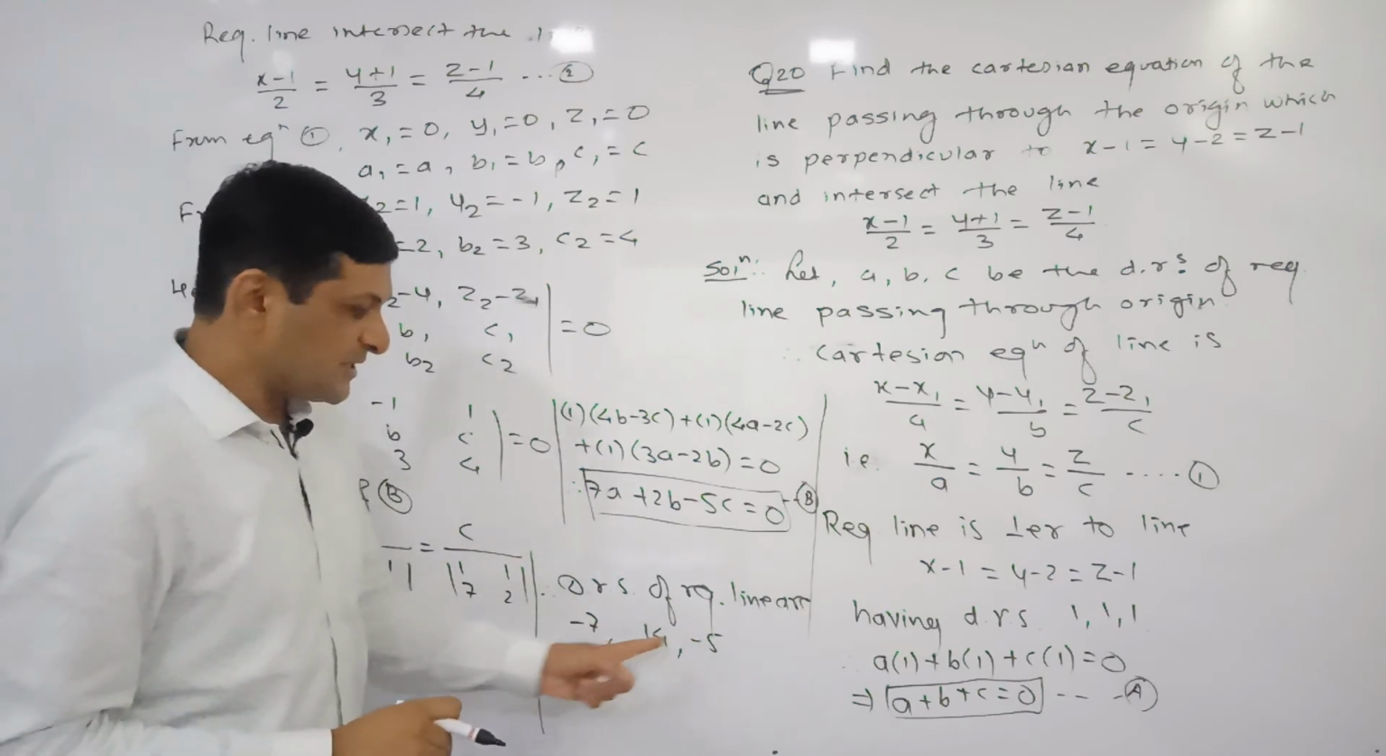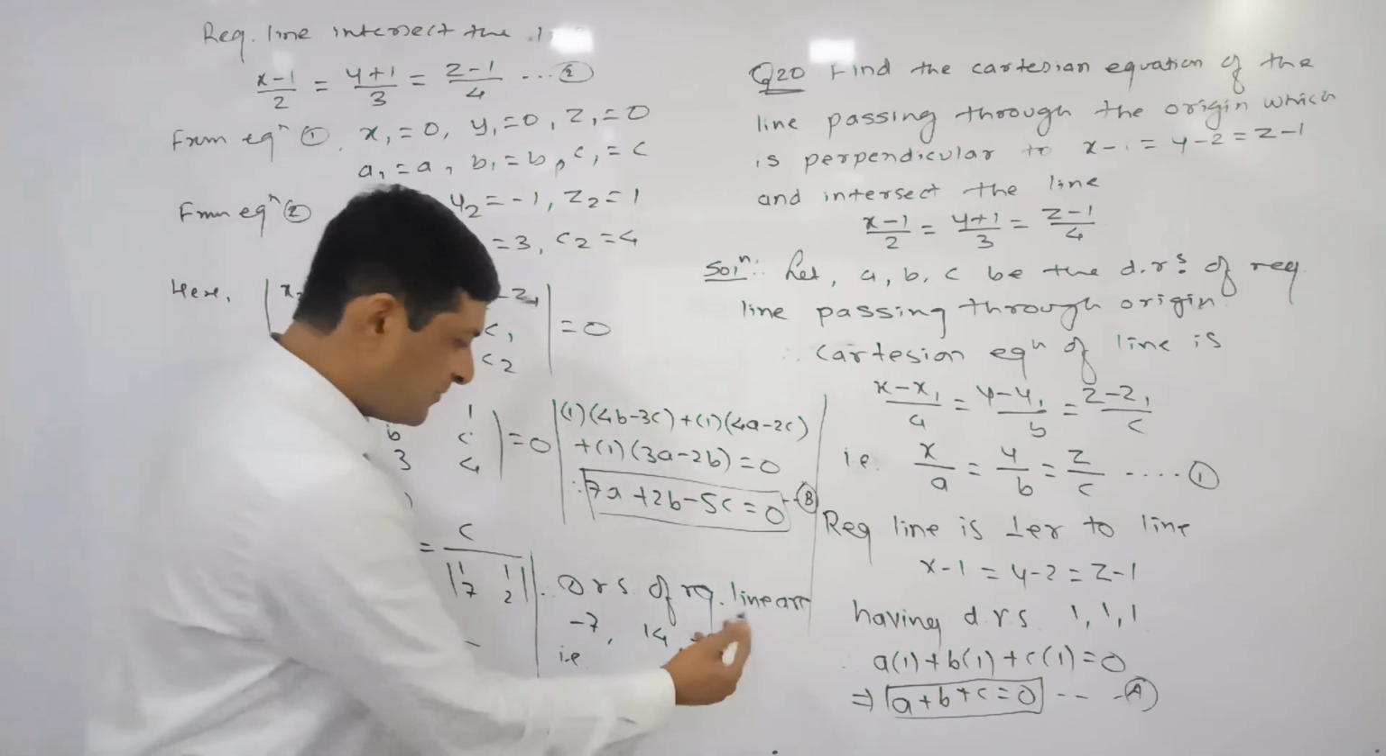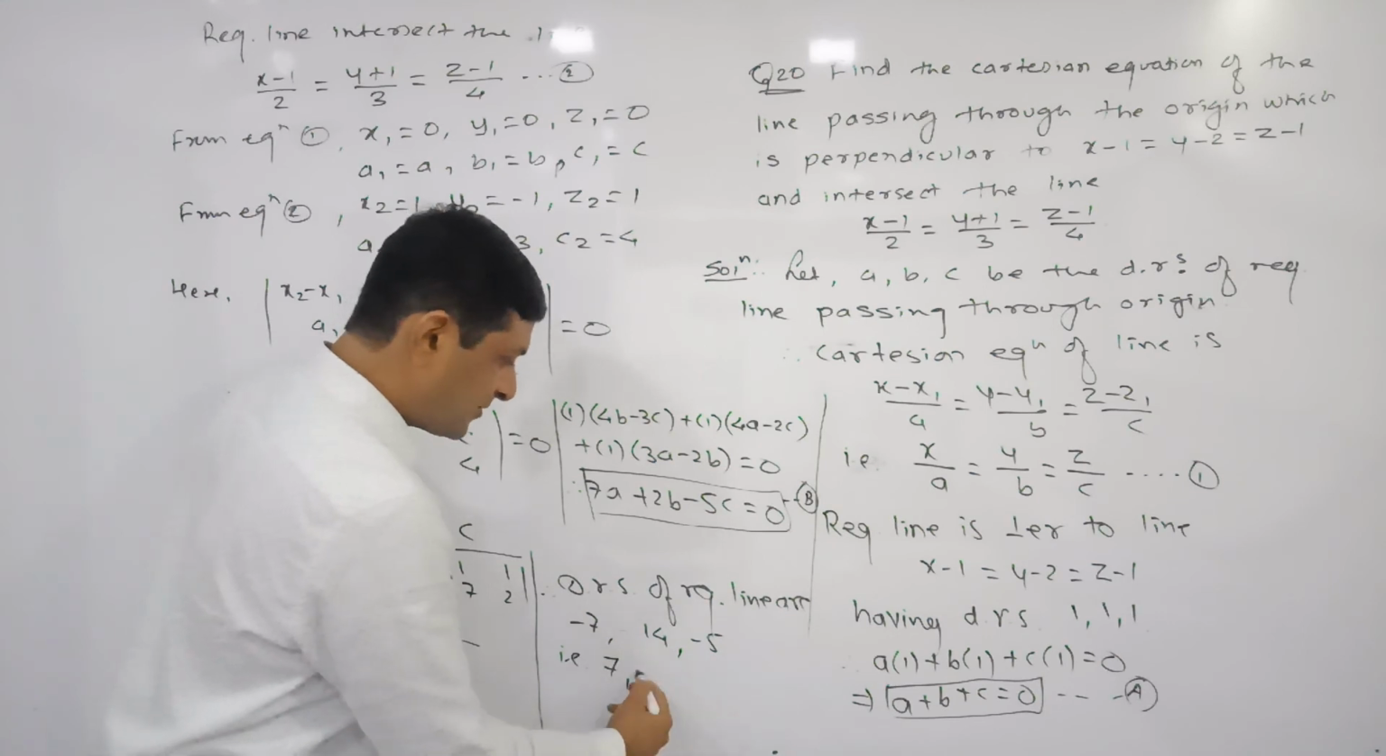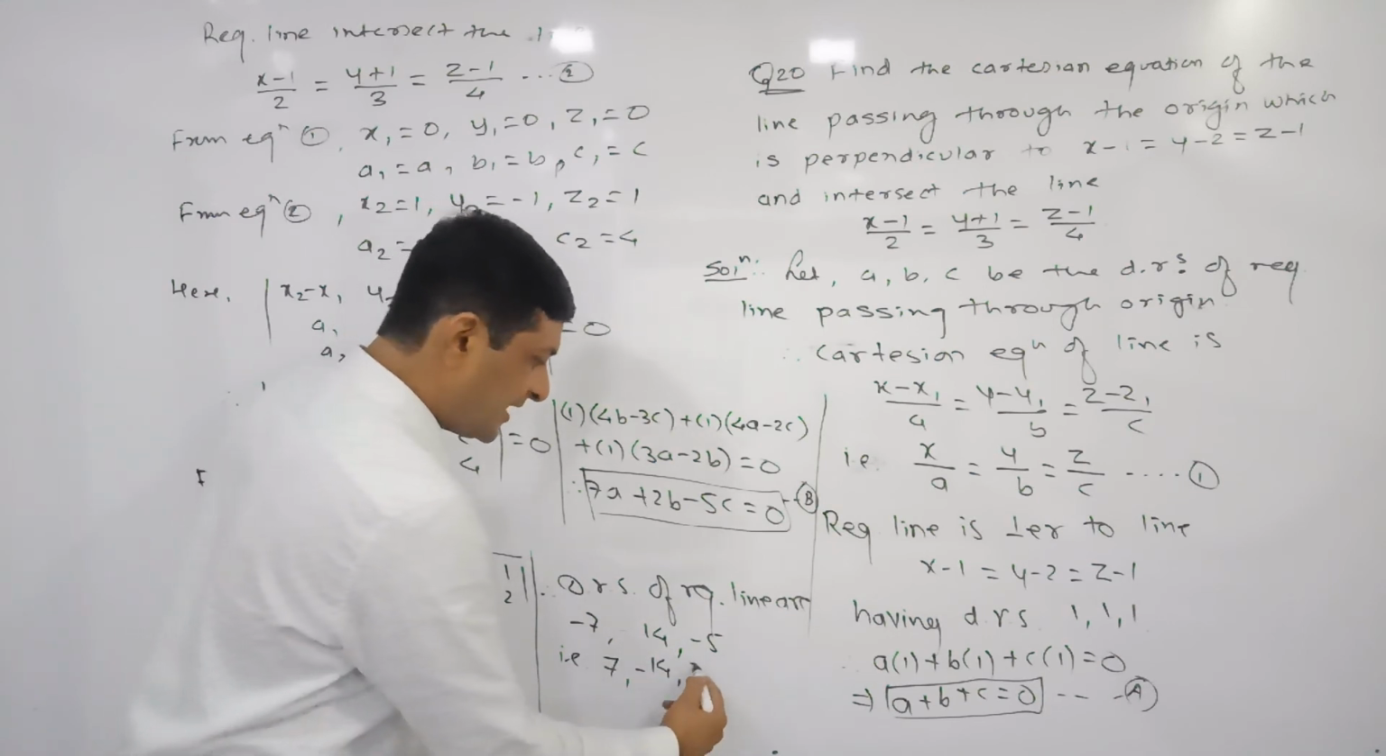So here two terms are negative. That's why if I multiply by minus 1, here we will get 7, here we will get minus 14, and here we will get plus 5.